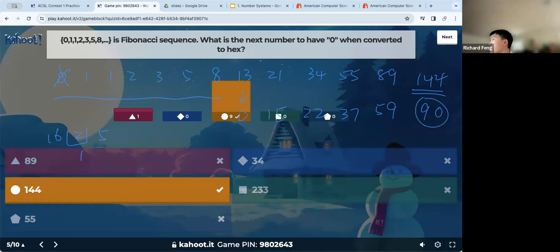Will there be any questions for elementary school? So this is still a number system question, so you could possibly see something similar for elementary division.